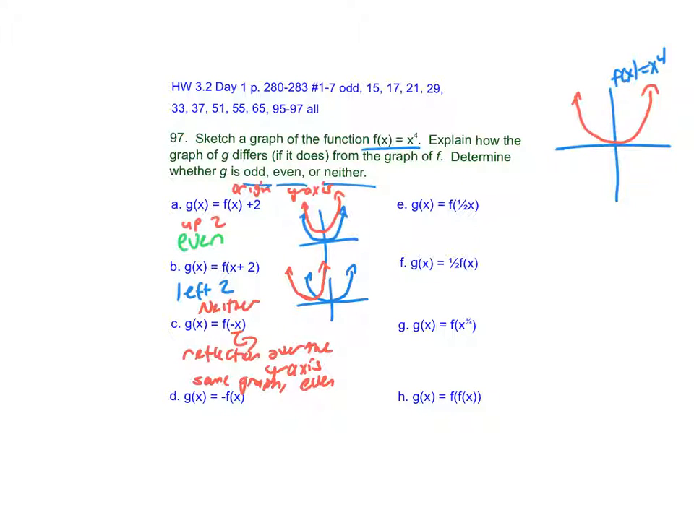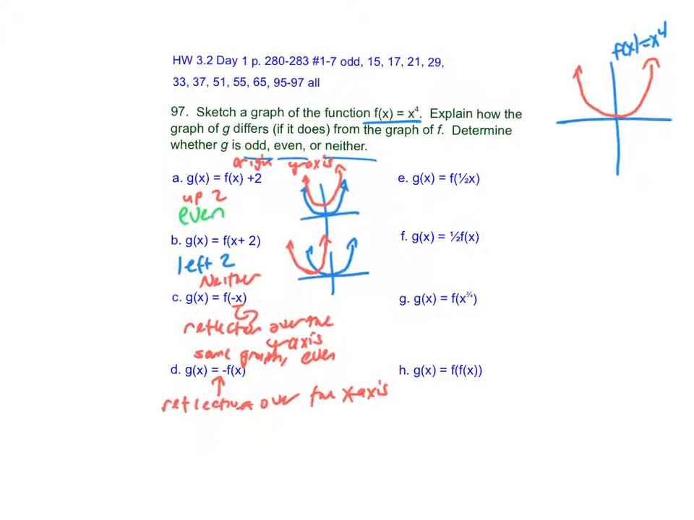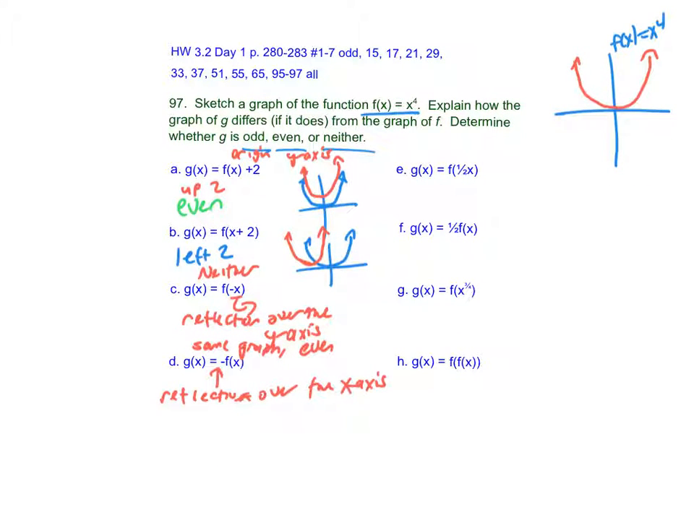The next question, we have g of x equals the opposite of f of x. That's a reflection over the x-axis. So if we think about what's going to happen if we reflect that function over the x-axis, so if this was x to the fourth, and then we reflect it over the x-axis, this is going to be g of x, it's still going to be even. It's still going to have y-axis symmetry.